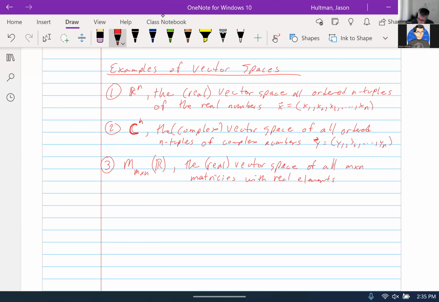Likewise, we could let n and m be the same number. Then we just have a little bit different shorthand. M sub n. This is a square matrix. So this is basically the same thing, but m and n are the same value. So this is the real vector space of all n by n square matrices with real elements.